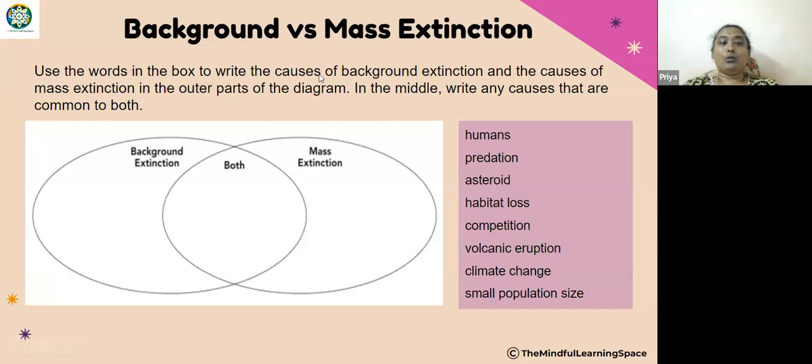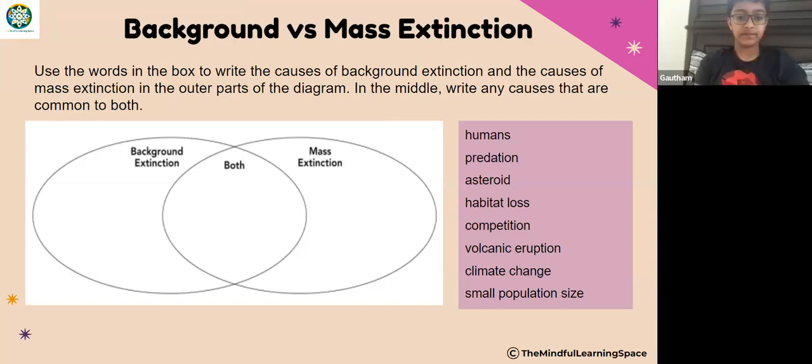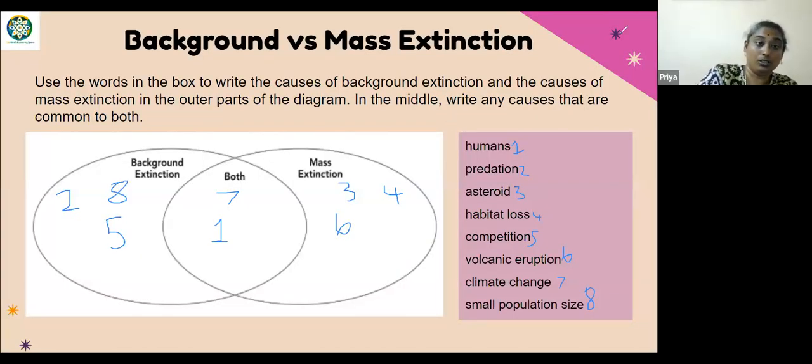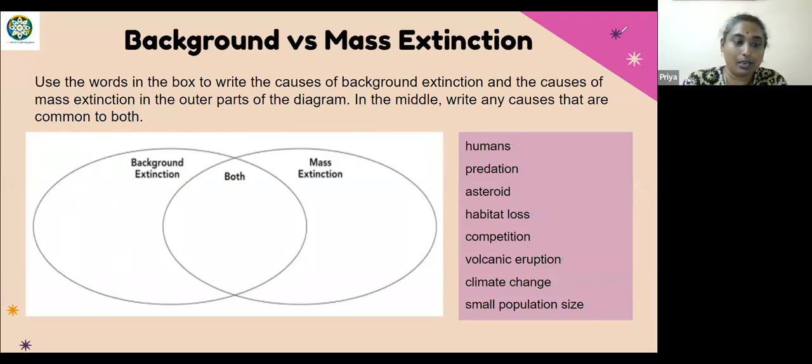Now, we saw what is background and what is mass extinction. I've given you some of the causes here. I want you to mark which is background and which is mass. Remember, there may be a few which come under both. Background is, and what are the causes of both. Now you've got an idea of what this is. Here's the math portion that you like.